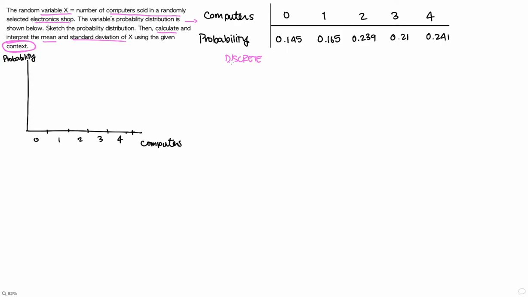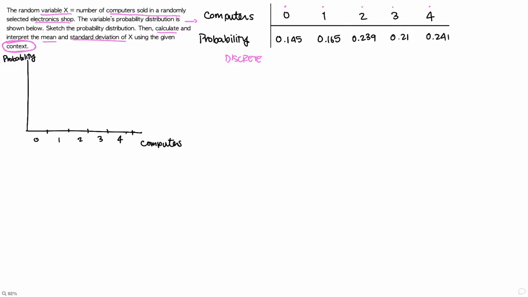And what does that mean? Well, that means this random variable can only take on fixed values, and I like to describe them as dots, right? There are gaps in between. You can only have an integer number of computers. It's not like I'm selling 0.4 of a computer. I don't think anyone would want that anyways, right? So this is a discrete random variable. And when we're sketching the probability distribution, we know that we're going to have to use bar graphs.